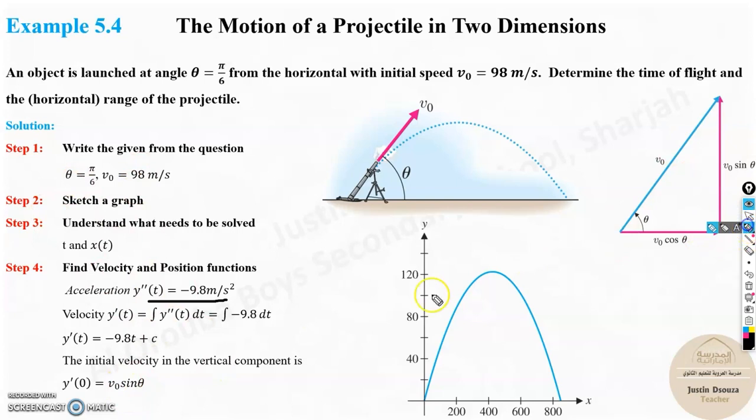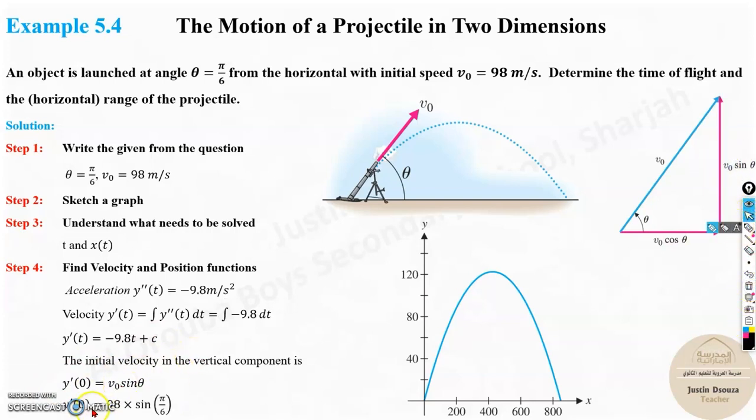I'll repeat again. We are dealing with the vertical velocity and vertical position in this first step. So we will have to deal with the straight parts. The acceleration over here is negative 9.8 meter per second square. And we are dealing with the initial velocity of v naught sine theta, the vertical component. Okay.